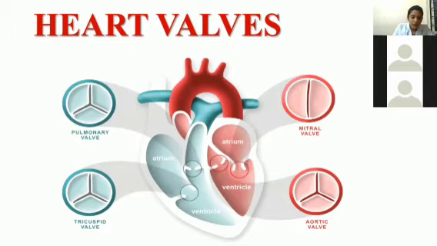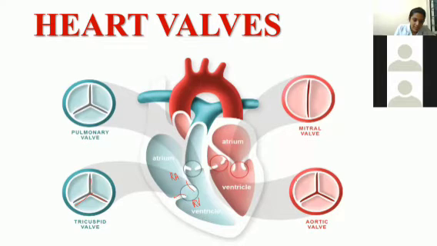The first valve is the tricuspid valve. This tricuspid valve is between the right atrium and right ventricle. It has three cusps or leaflets, so it is known as tricuspid.